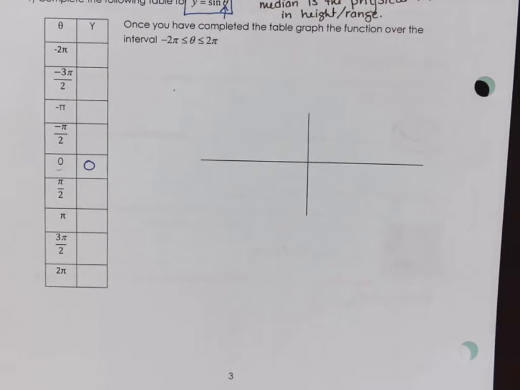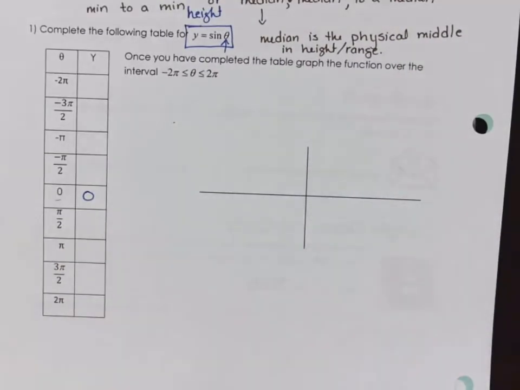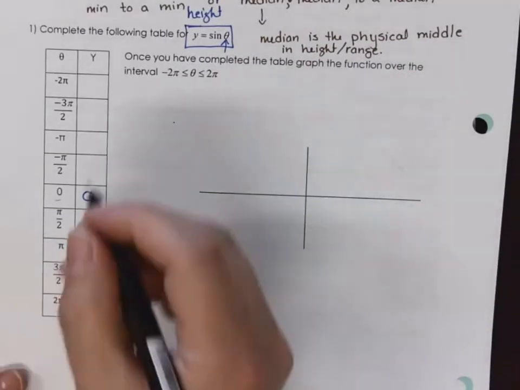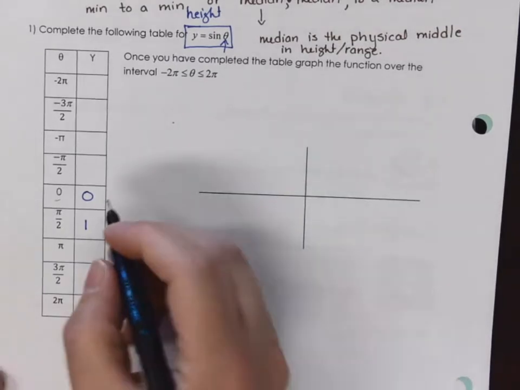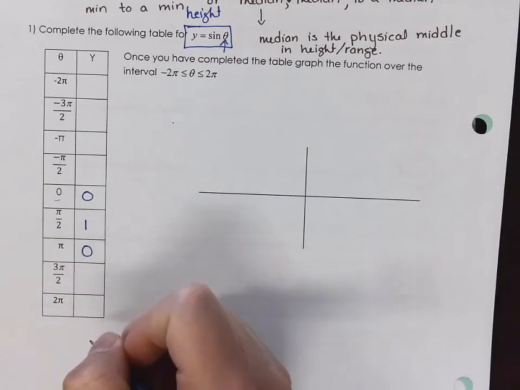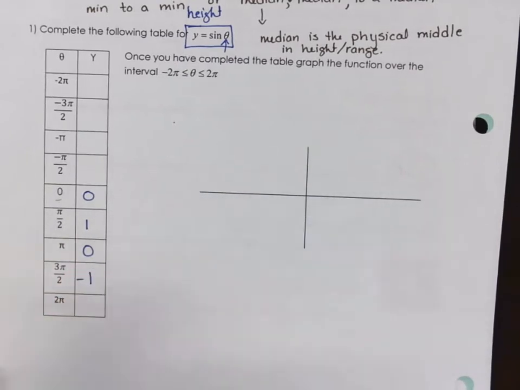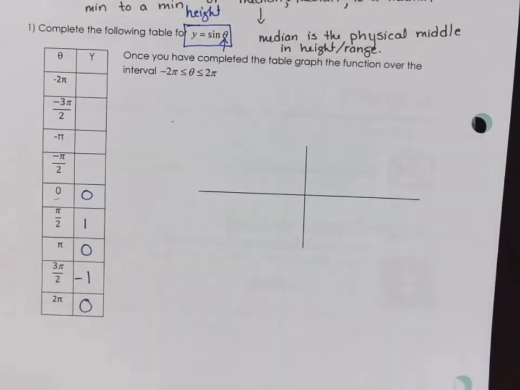Okay, so if I put pi over 2 in here, what is the y value when theta is pi over 2? 1. What is it when it is pi? 0. 3 pi over 2? Negative 1, right? Because you're down on the lower half of the circle. And if I go back to 2 pi, what's my y value? 0. Okay, so you needed to know chapter 4 before we could do this.